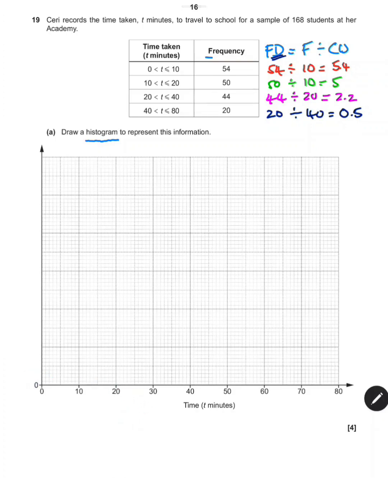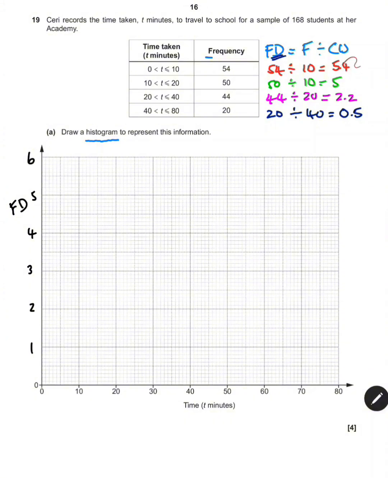Now, frequency density on a histogram will always be this scale. So I need numbers that are going to match the frequency densities I just worked out. Looks like I need to go at least to 5.4. So looking at this, I'm thinking 1, 2, 3, 4, 5, 6 fits perfectly. Let's plot these frequency densities.